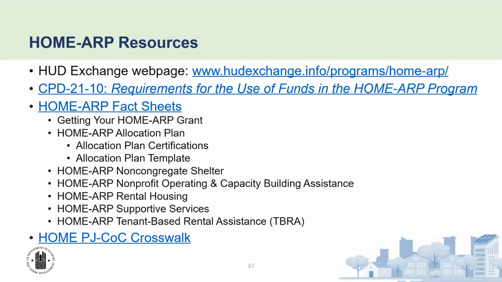Under policy guidance on the HUD Exchange page, you will find CPD Notice 2110, requirements for the use of funds in the HOME-ARP program, which we've been calling out today, and in the previous webinars, we've been calling it the HOME-ARP Implementing Notice. And as I said, we've been referencing it throughout the webinar series. You can also find a series of HOME-ARP fact sheets, including fact sheets about getting your HOME-ARP grant and the HOME-ARP allocation plan. You'll also find the allocation plan certifications and the allocation plan template here.